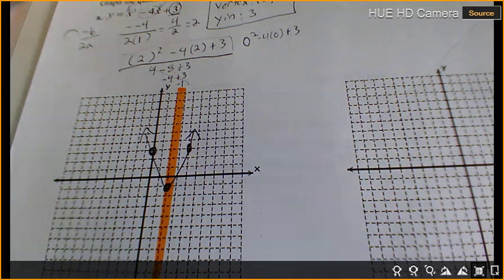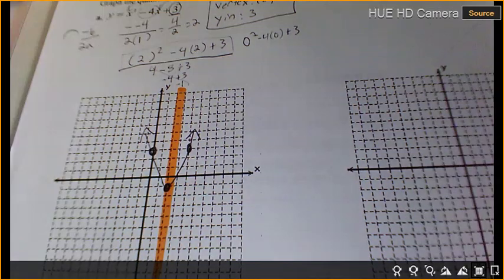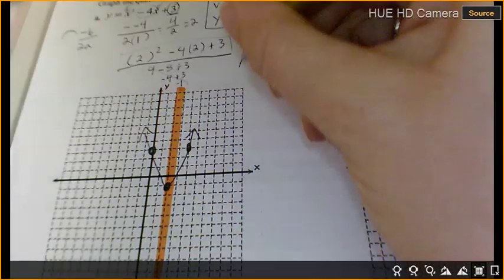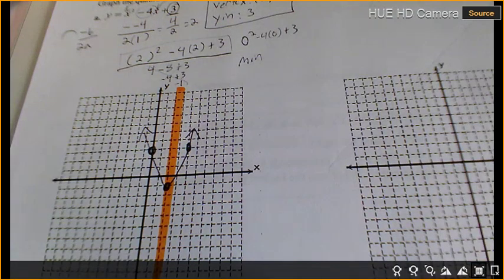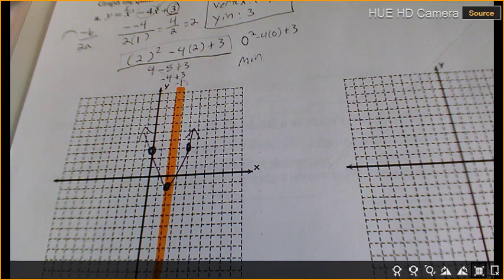So Aaron asked about minimum or maximum. Would this be a minimum or a maximum? It'd be a minimum. Do you have to write that? I mean, you will eventually. For your homework, you will.